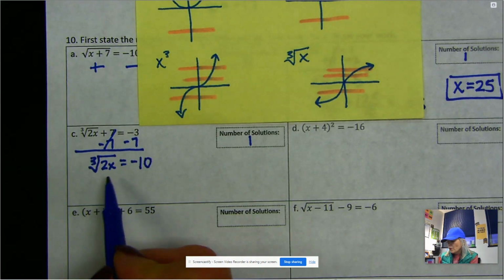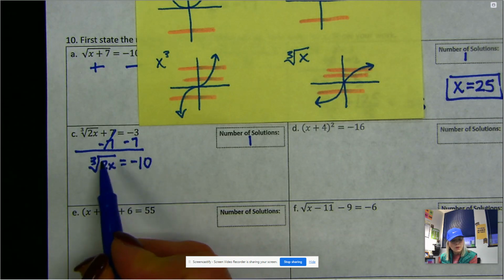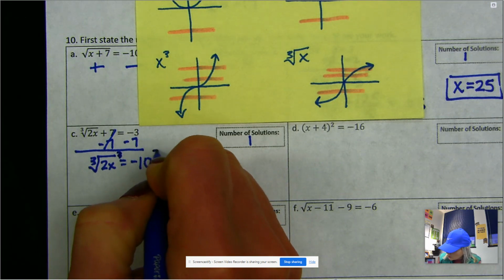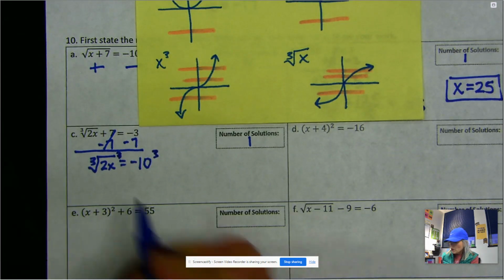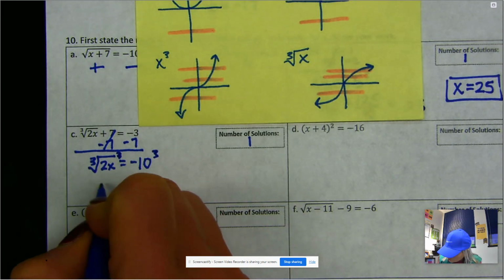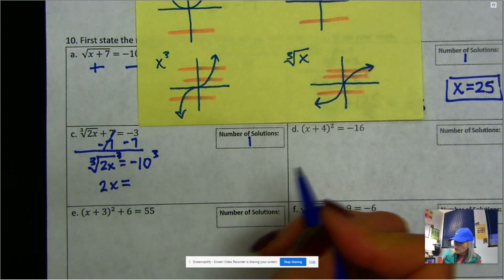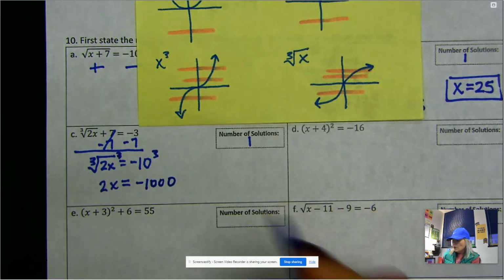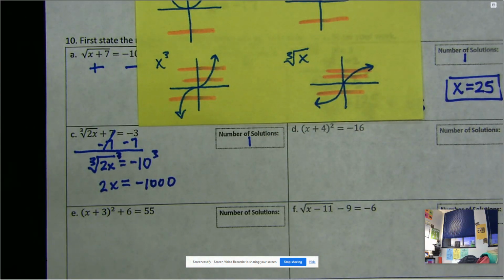All right, before we can divide by 2, we have to use an exponent to get rid of the radical. So we've got to cube both sides of the equation. So when we cube over here, we just get the 2x. And then negative 10 to the third is negative 1,000. Right? When you cube a negative number, you get a negative answer.